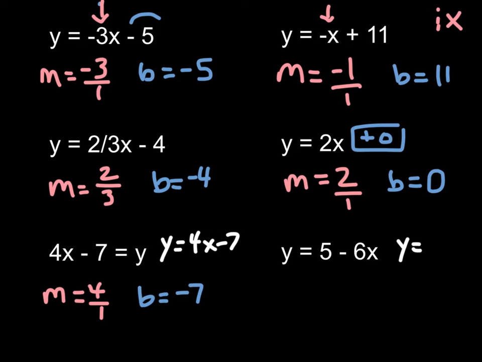Now be careful, this negative or subtraction symbol right here goes with the 6. It doesn't go with the 5, it goes with the 6. So when we rewrite that, we need to write y equals -6x plus 5. Again, if you wanted to. If you think you could do it without it, that's fine as well. The slope is -6, or -6 over 1, because the slope is the coefficient of x, the number in front of x, and our y-intercept is 5.